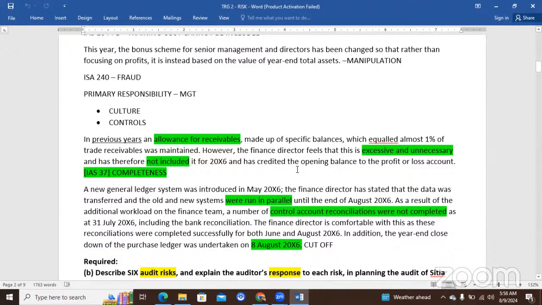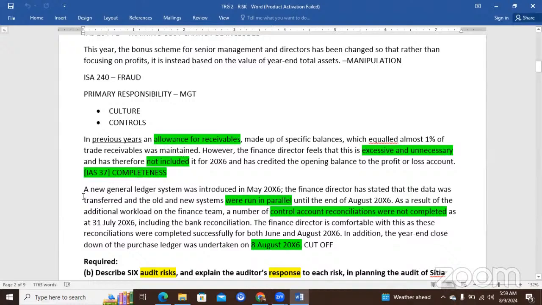IAS 37 clearly says: a present obligation arising from a past event, a future economic benefit outflow is probable, and the cost is measurable. If the conditions are satisfied, charge a provision. The double entry is debit expense account, credit provision account. So that is the problem here related to IAS 37. Next paragraph. So the IAS 37 related problem is also an inherent risk.